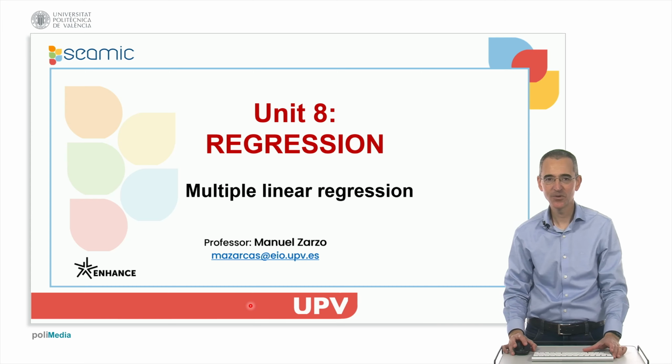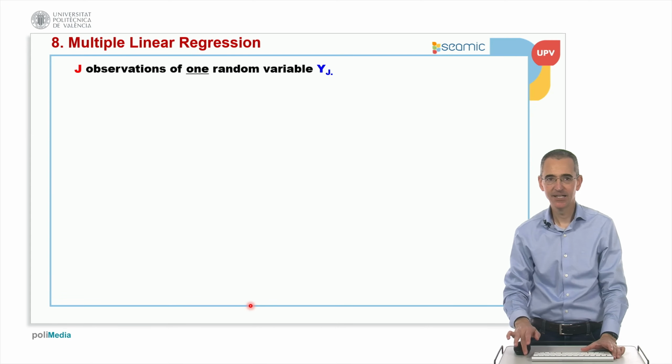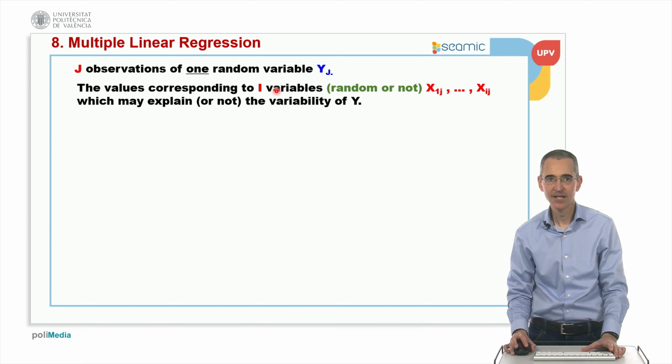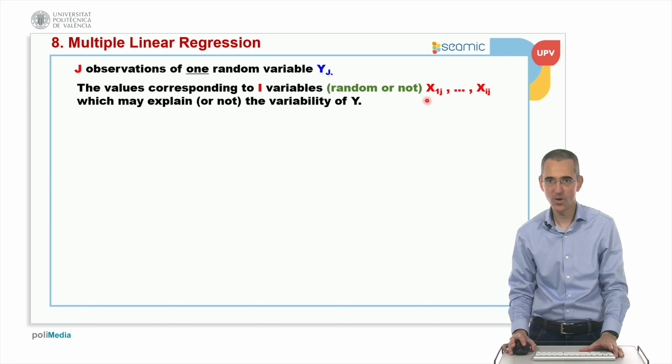Today in this video I'm going to talk about multiple linear regression. Imagine that we have j observations of one random variable that we will call y. The values correspond to i variables. In this case we have more than one explicative variable. In simple regression we have just one. In multiple regression we have more than one that we will call x1, x2, xj.